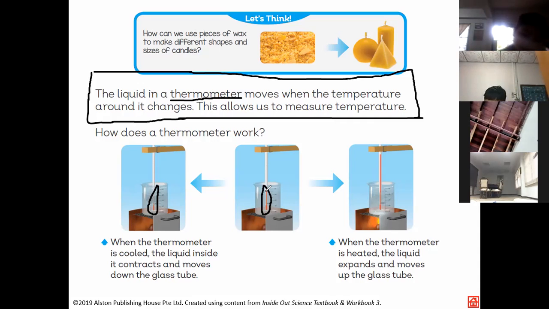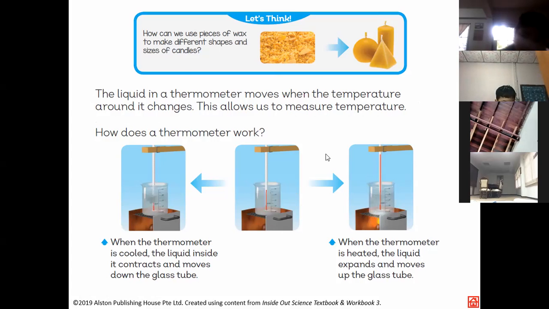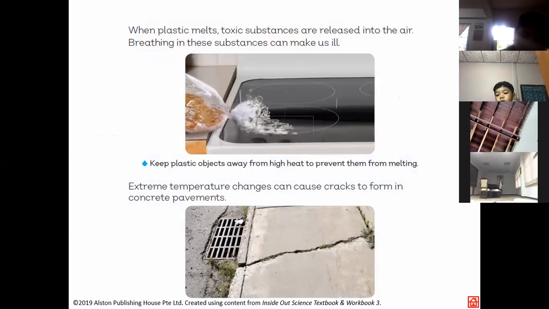If the water or liquid is hot, the thermometer moves up. And if the water is cold, the thermometer moves down, okay? Again, if we have hot water or hot liquid inside the container, the thermometer moves up. But if we have cold water or cold liquid in the container, the thermometer moves down. Okay, all right. Next, page number 41.